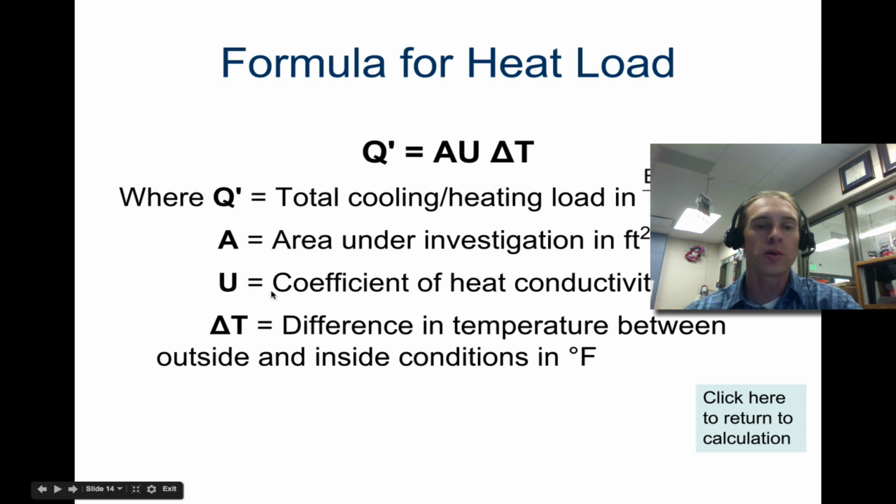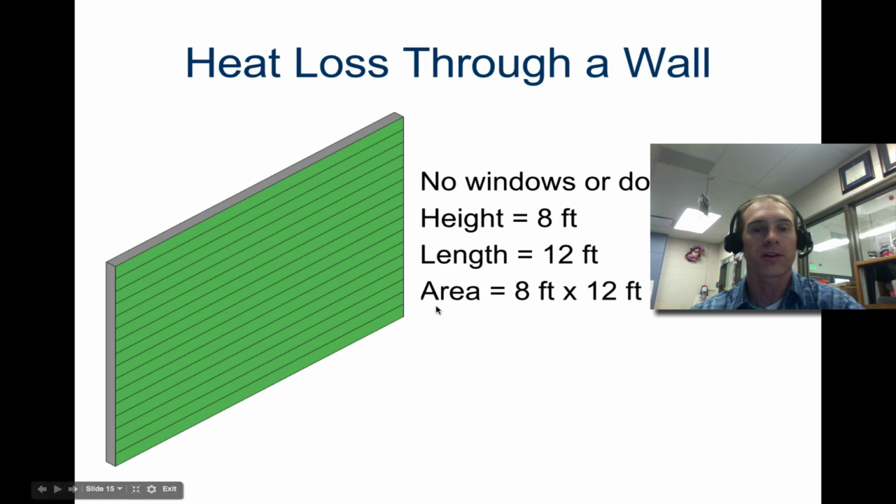And then the U is a coefficient of heat conductivity. So you're actually going to find the R values. We have a chart of R values, and you're going to take 1 divided by the R value to get your U coefficient of heat conductivity. And delta T is the difference in temperature between the outside and inside. You can find that using a chart. We're going to use the chart for Denver. So here's an example of that.